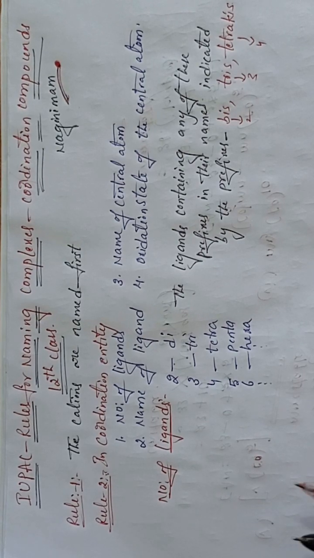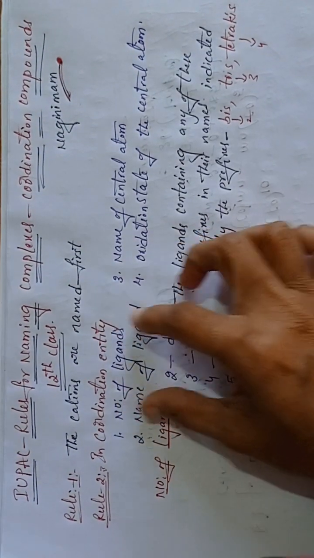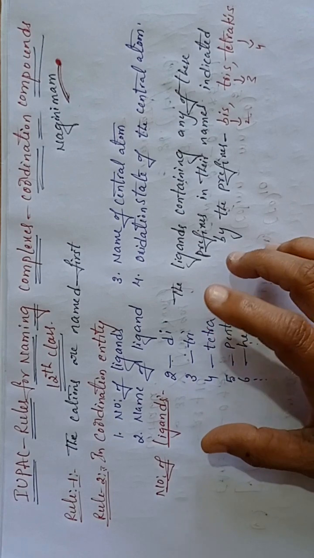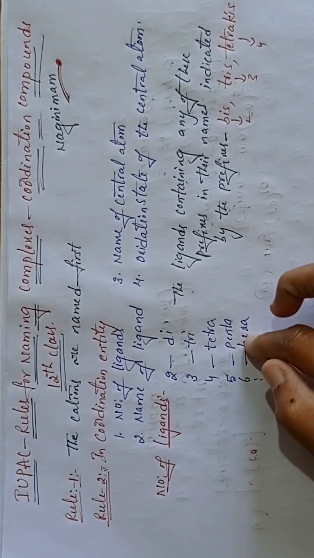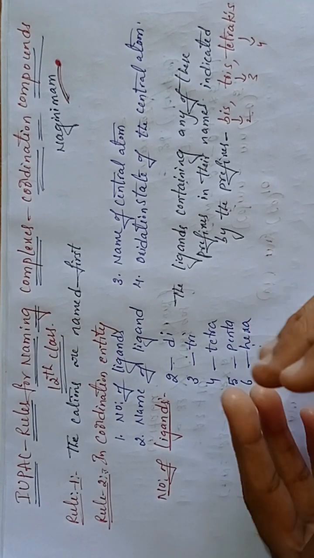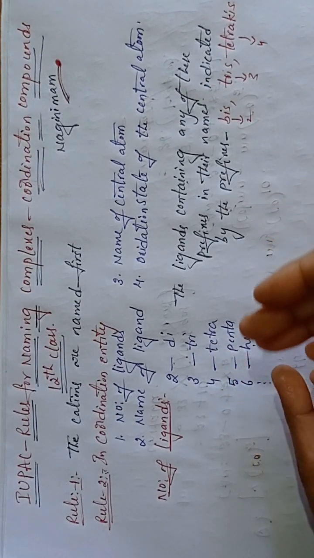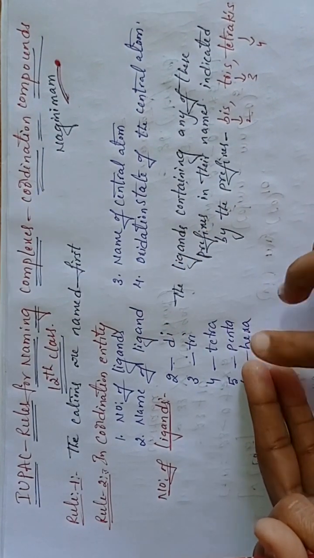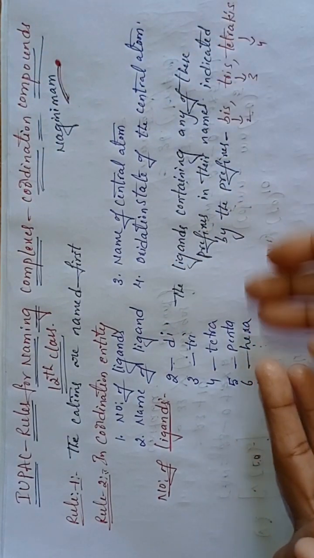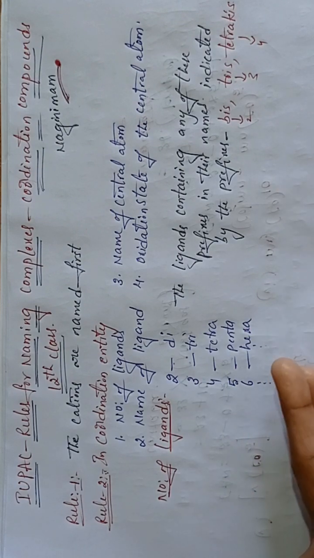Understanding? So number of ligands: first we have to write the number of ligands. When you are writing how many ligands are there, we use these prefixes. Some other ligands already have these prefixes in their names, so then we have to use the other prefixes, students.